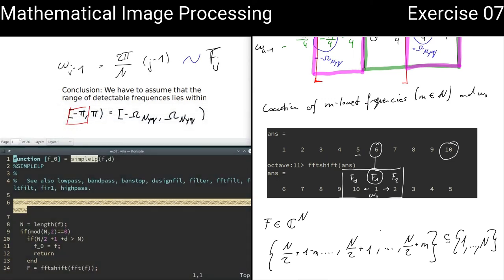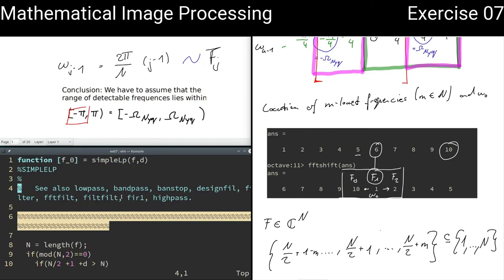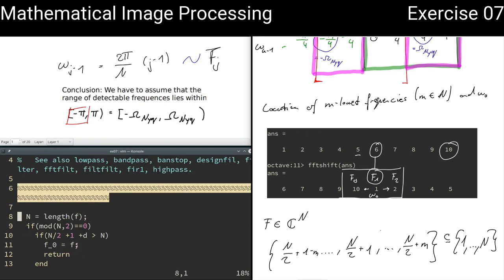So we have a simple low pass filter that takes a signal f, and I wanted to eliminate the d smallest frequencies, including the frequency zero. Or I think it's the other way around. So it's a low pass filter, so I want to maintain the m lowest frequencies and get rid of the rest. So what do we do? Let us go through it line by line. So I have a signal of length n, and I also assume that my signal length is even.